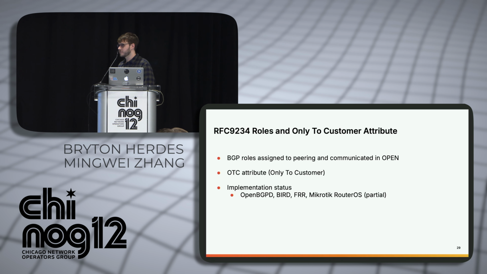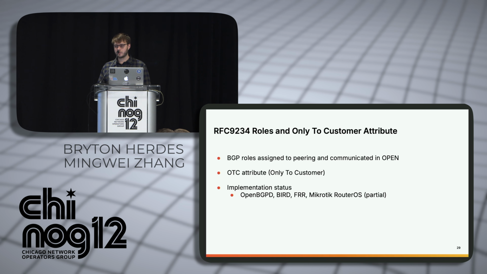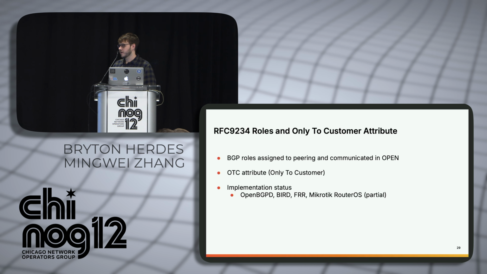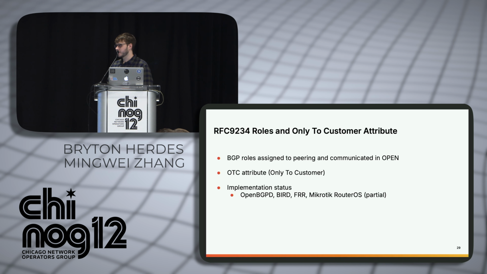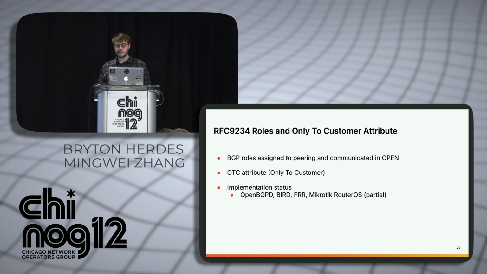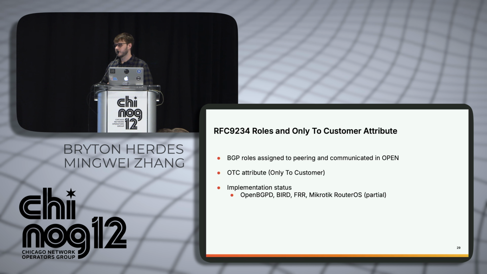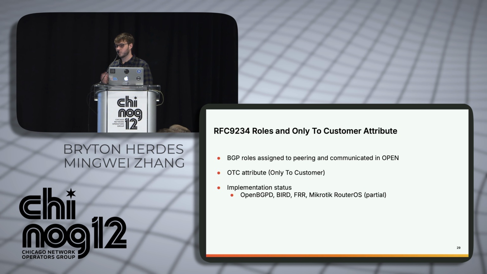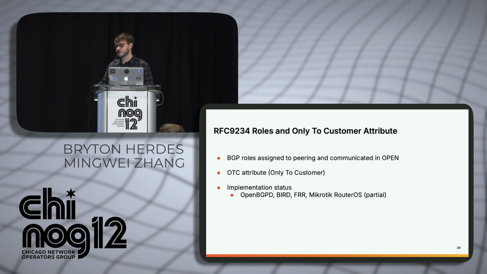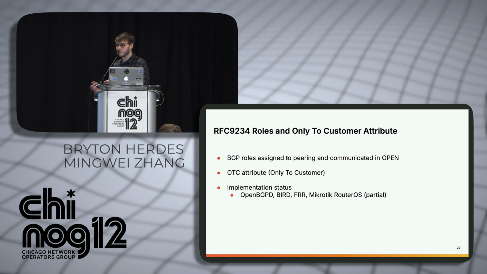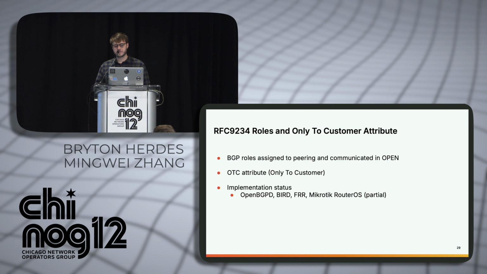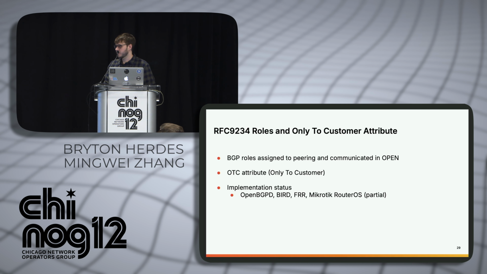The other is RFC 9234 with BGP roles and the only-to-customer attribute. This one's interesting: it's a new BGP capability where you assign roles like customer and provider on each side of the BGP session, and you communicate in the open what your roles are, and then an only-to-customer attribute goes on routes. For example, if you're sending routes to a peer or to a customer, you say, only to customer, please, on those announcements.